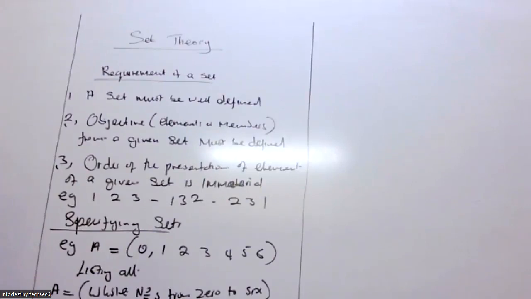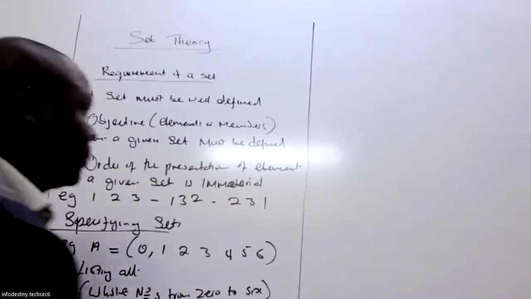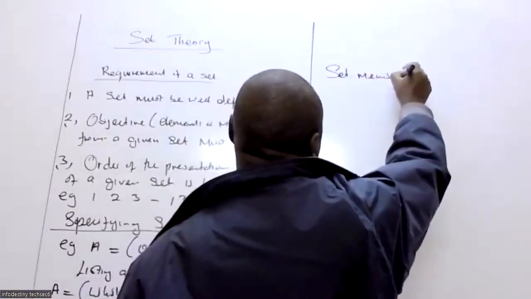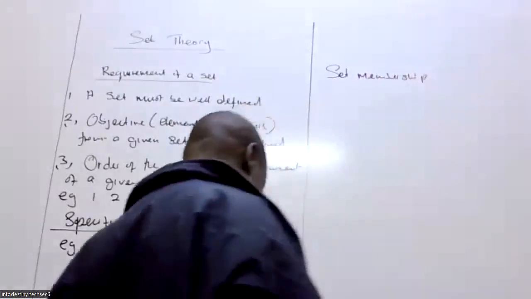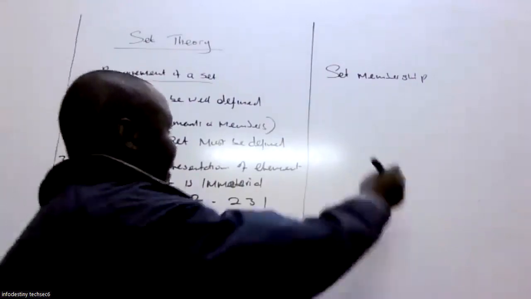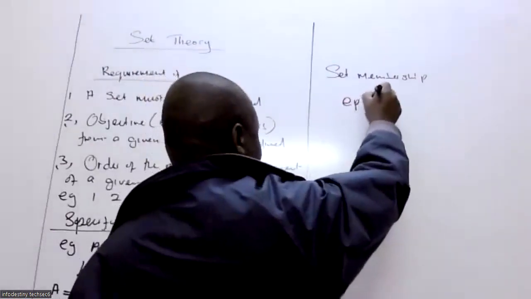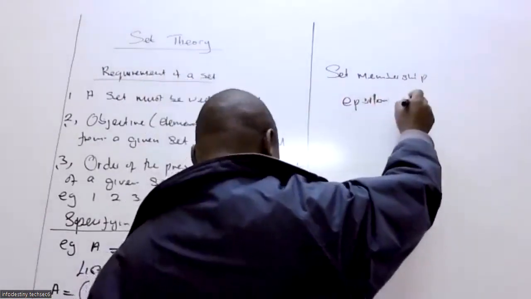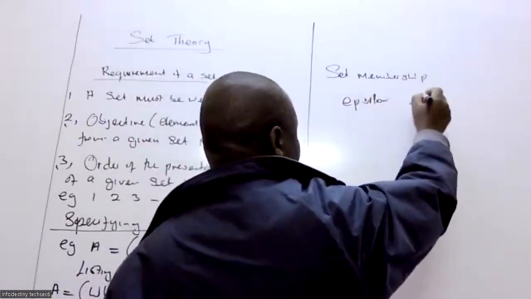So you continue. Set membership. A set membership is expressed by using a Greek letter. It's known as epsilon, which is written like this.